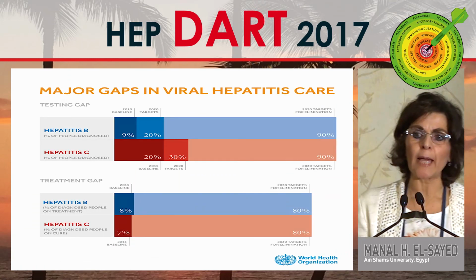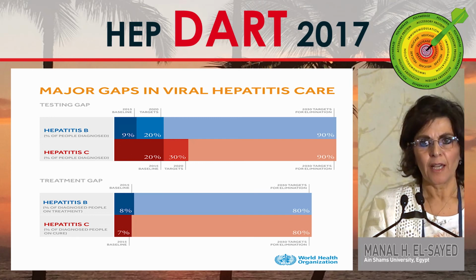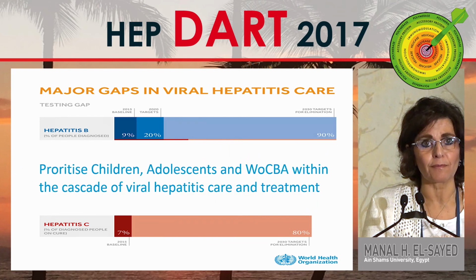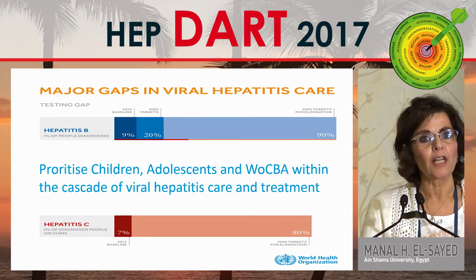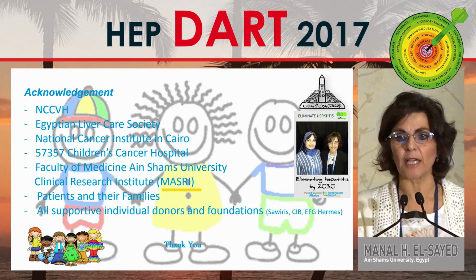So with the major gaps in viral hepatitis care, and if we want to eliminate hepatitis by 2030, this is my message, this is my only message, this is the summary of what I said: we need to prioritize children, adolescents, women in childbearing age within the cascade of viral hepatitis care and treatment.